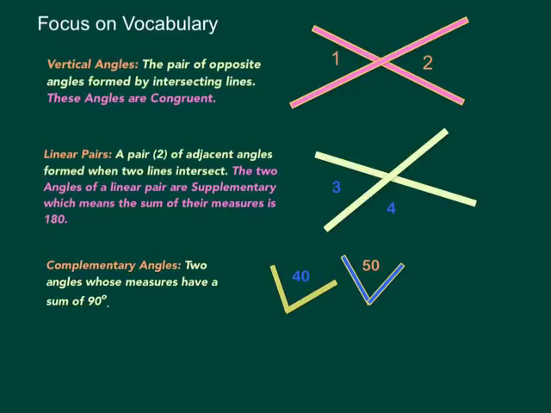These two angles do not need to be next to each other in order to be complementary, the same way that two angles do not need to be next to each other in order to be supplementary. But if they are next to each other, then they would form a right angle right here.